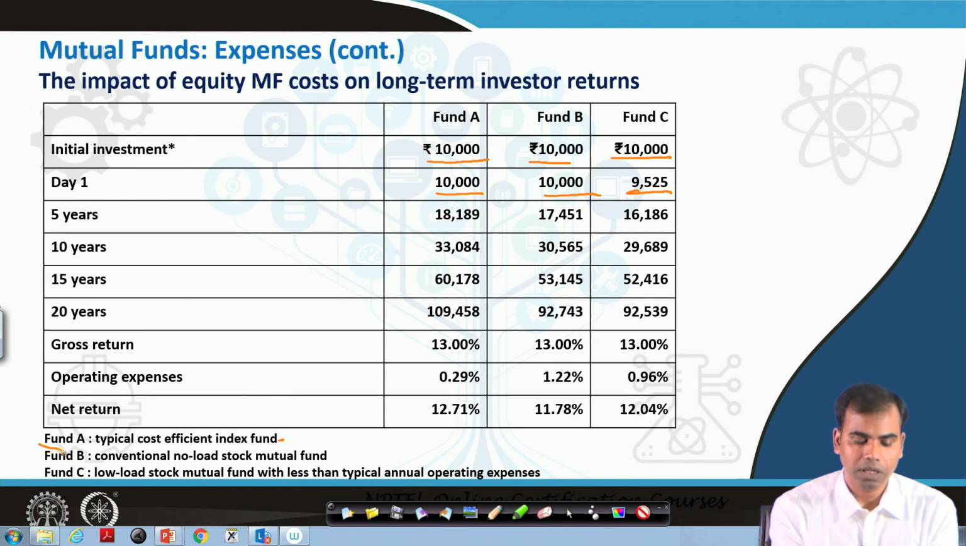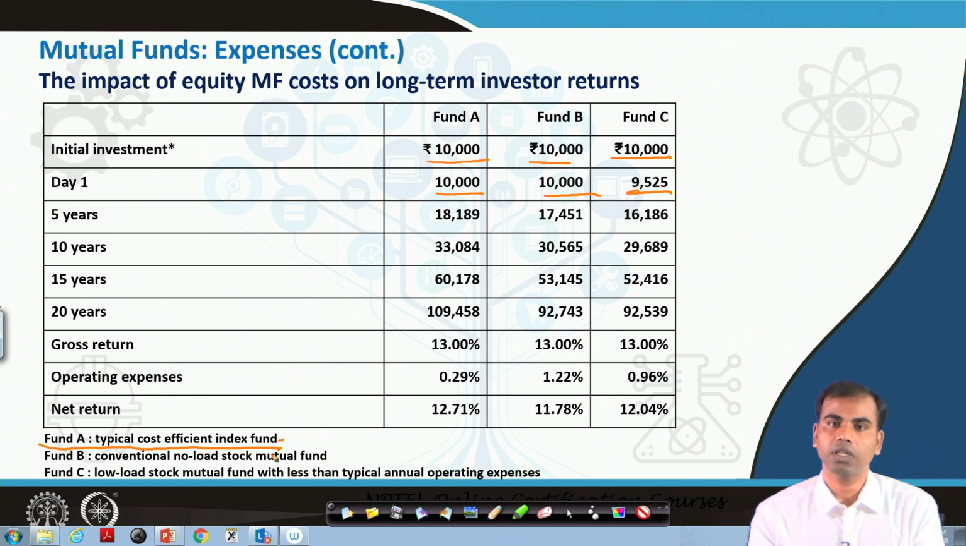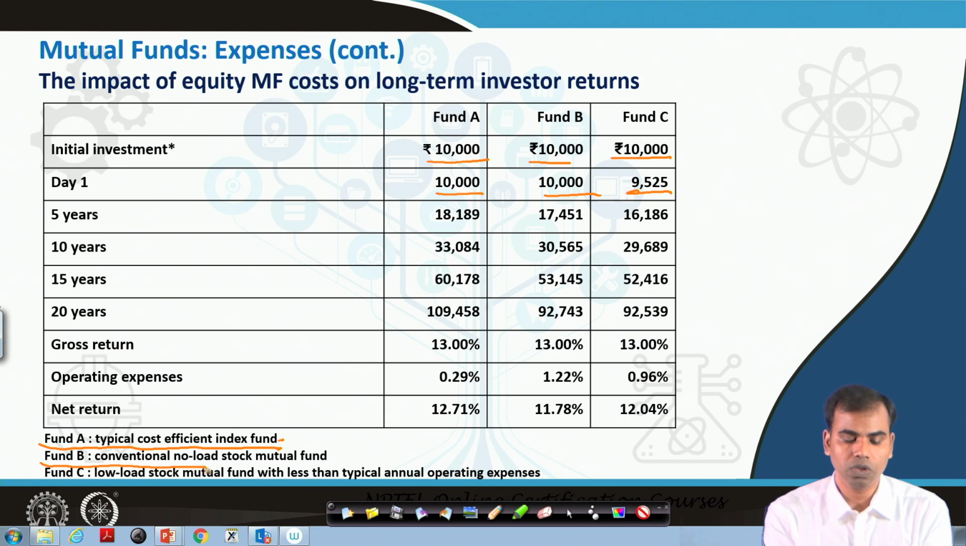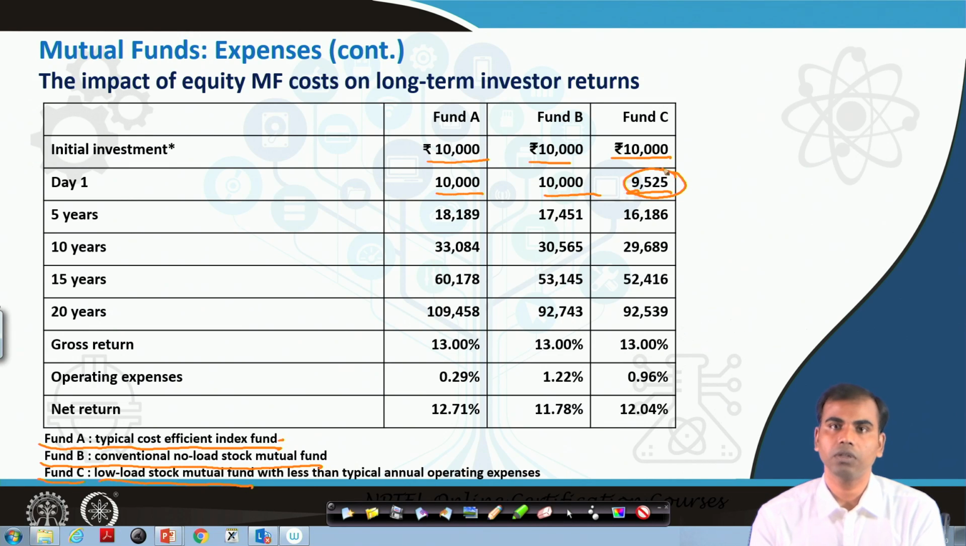Fund A is basically a typical cost efficient index fund where not much management expertise is required. Fund B is a conventional no load stock mutual fund, which means there is no load on buying or selling, and fund C is a low load stock mutual fund with less than typical annual operating expenses. So, load is reducing the initial value of the investment that you are making. If you are investing 10,000 rupees, some amount of money, which is 475 rupees, is taken as front end load. So, day 1 investment value is 9,525.